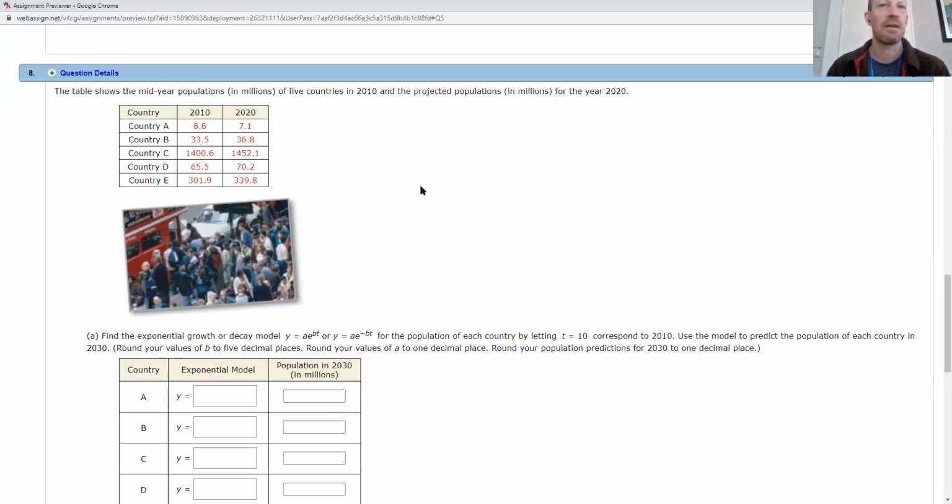So this is number 8 from 5.5. We have the mid-year population of 5 countries in 2010 and the projected populations for 2020. The problem's getting a little dated apparently, right? We know what it is in 2020 now. So let's just look at this first country here. We want to find the exponential growth or decay.